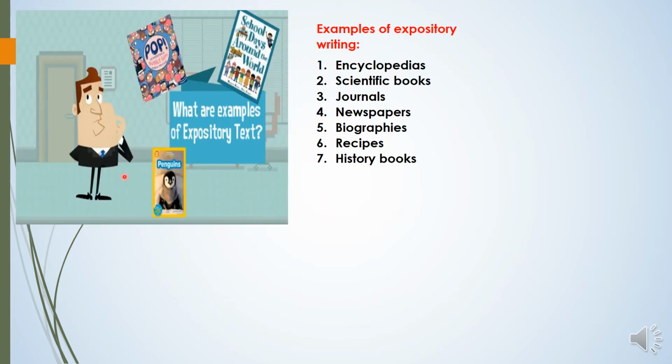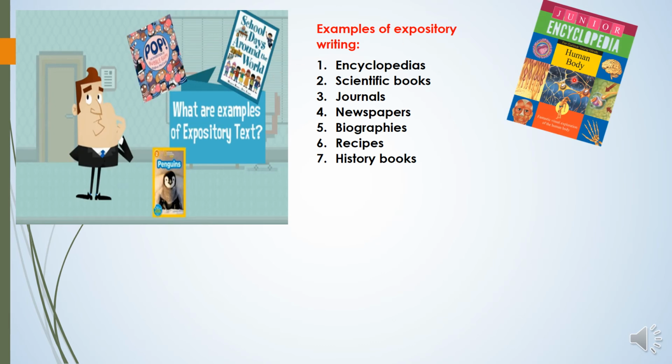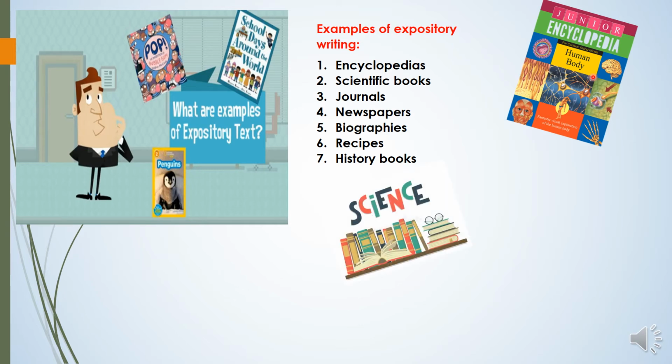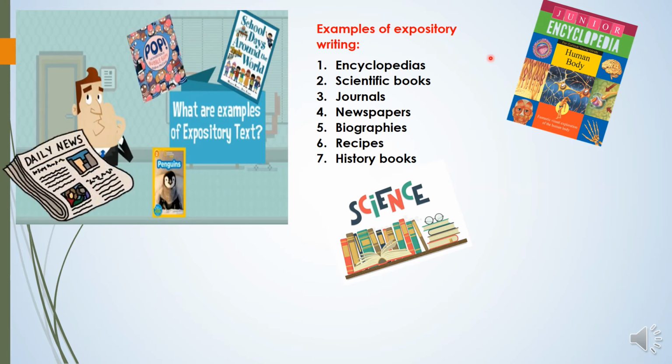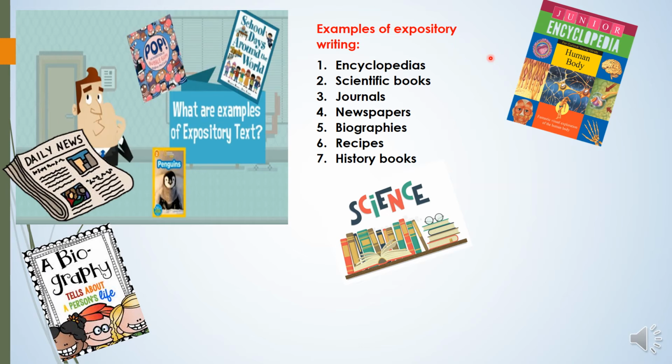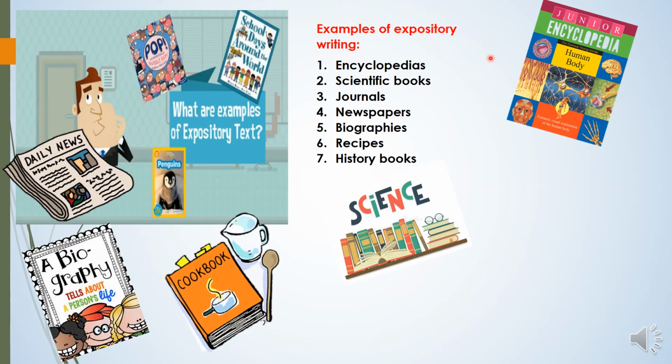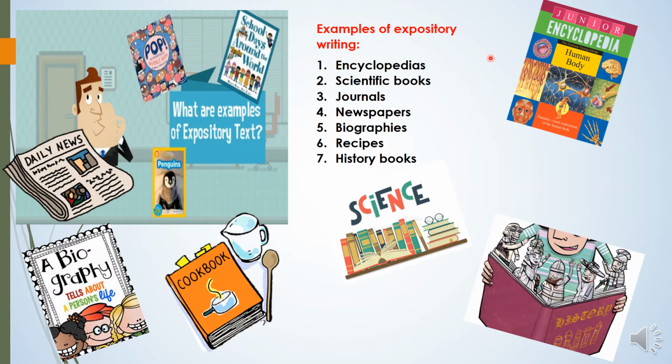What are examples of expository text? Some examples of expository writing are encyclopedias. This is an encyclopedia about the human body. Scientific books like science or chemistry books. Journals. It could be a diary journal. Newspapers. Biographies, which tell about a person's life. Recipes or a cookbook. And history books. So these are examples of expository writing.